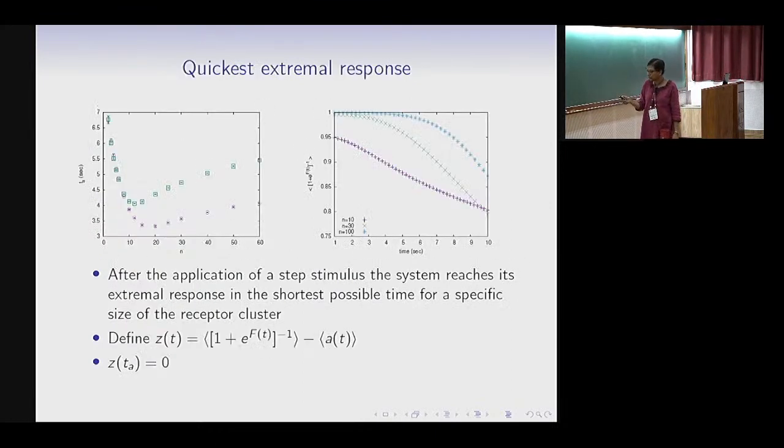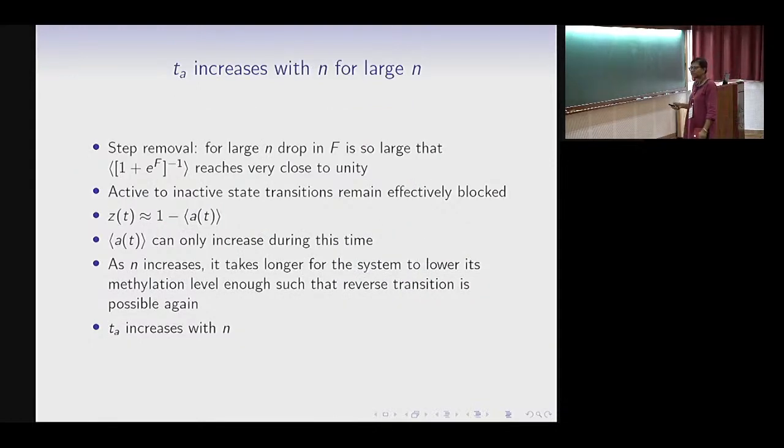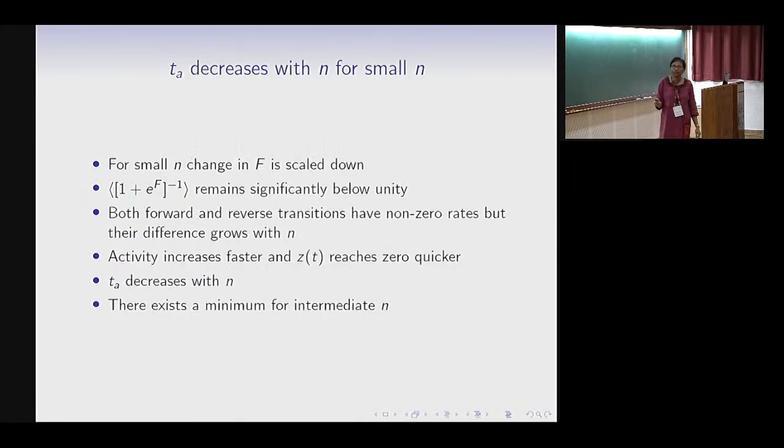So I explicitly show this here, where I have plotted this quantity explicitly as a function of time for different n. And as you see, when n is large, it remains stuck to unity for a very long time before it actually comes down. So therefore, the time during which this reverse transition remains blocked increases with n, and this increases Ta. For large n, Ta increases with n. Next, I will argue for short n, Ta decreases with n.